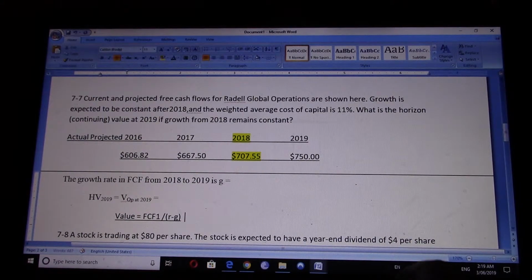This is asking for 2018's stock price, so we should use the free cash flow of 2018 times 1 plus G, divided by R minus G.